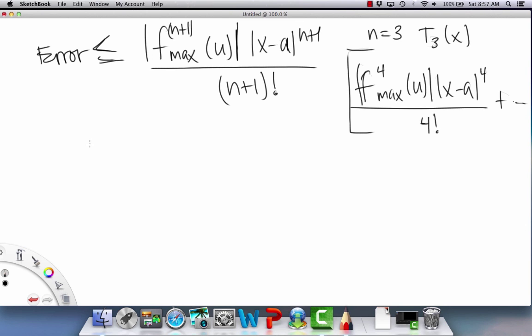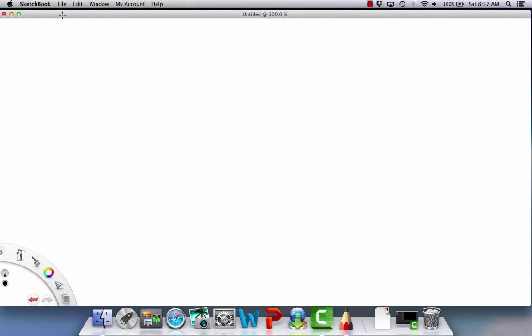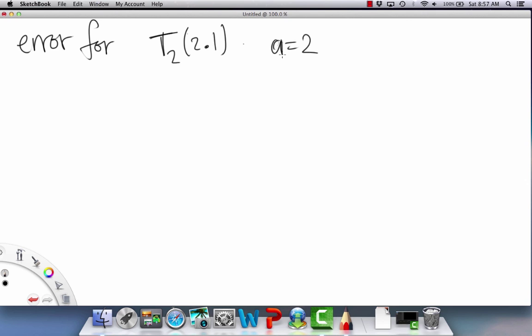let's do an example of this real quick. So we're going to calculate the error for the following. We're going to do T2 and 2.1, and then where it's centered around 2, so a equals 2, and then f of x is equal to 1 over x minus 1. Okay, so this 2.1, that is our x value. Okay, alright, so let's get started.